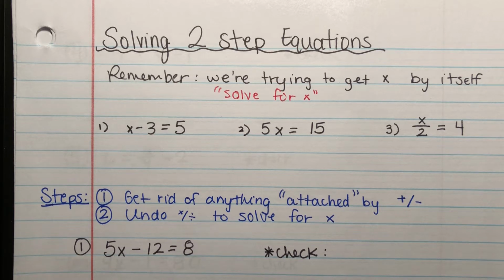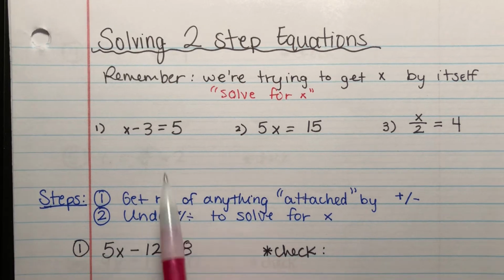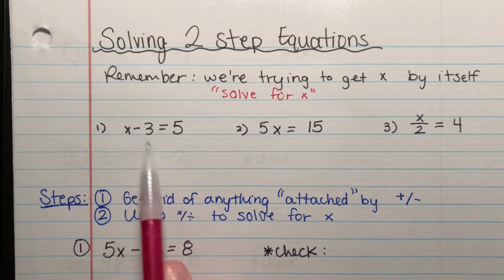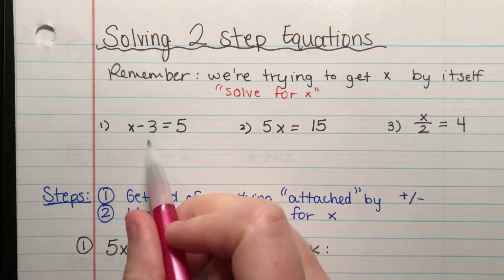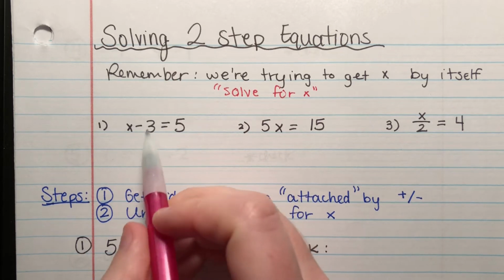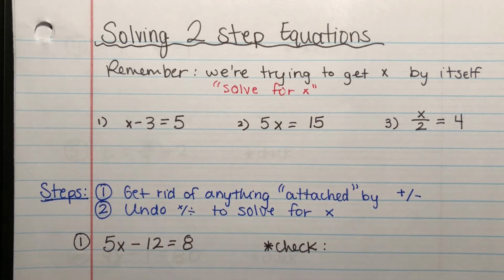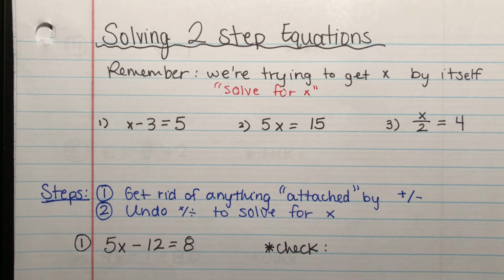So the first thing you need to remember is that we're trying to get x or y or a, b, c, whatever our variable is, by itself because we are solving for that variable. So in other words, I want everything besides x to be on the other side of the equation, so it reads x equals this. Or in some cases, you might be moving things to this side where it would read blank equals x.